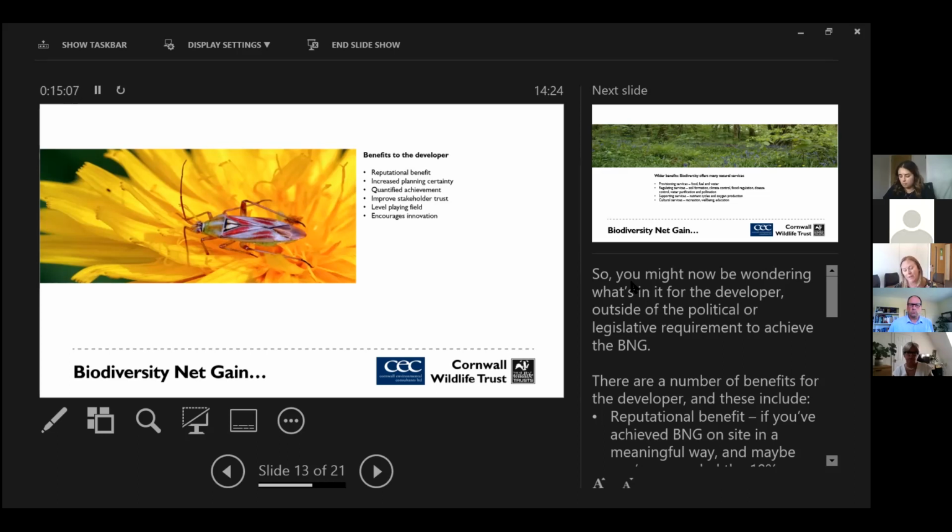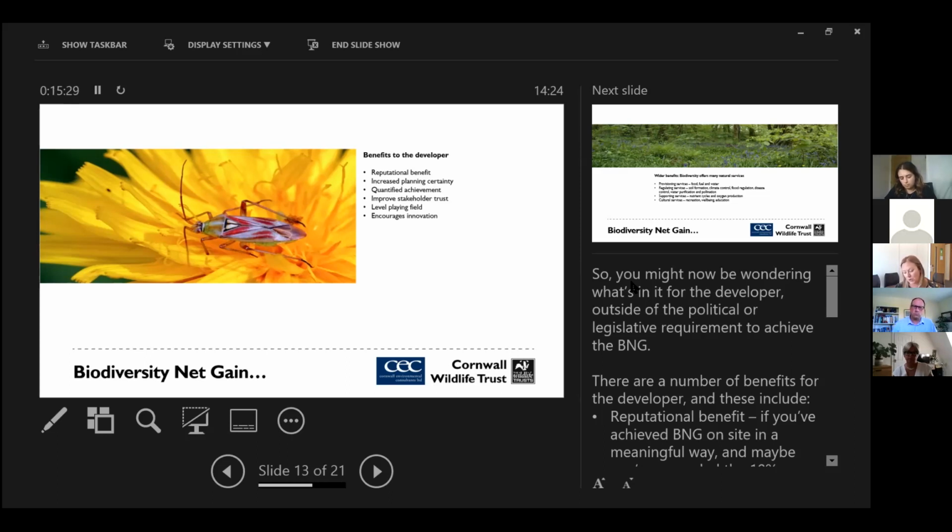application. Thirdly, it's quantified. So up until now, ecologists have had to make professional judgments as to whether developments meet the requirements of the National Planning Policy Framework in order to enhance biodiversity. But now there's actually a robust set of calculations to back up those judgments, i.e. the DEFRA metric.